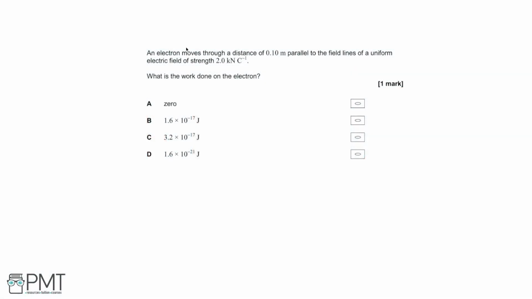This question is about electric fields. The question says, an electron moves for a distance of 0.10 meters parallel to the field lines of a uniform electric field of strength 2.0 kilonewtons per coulomb. What is the work done on the electron?